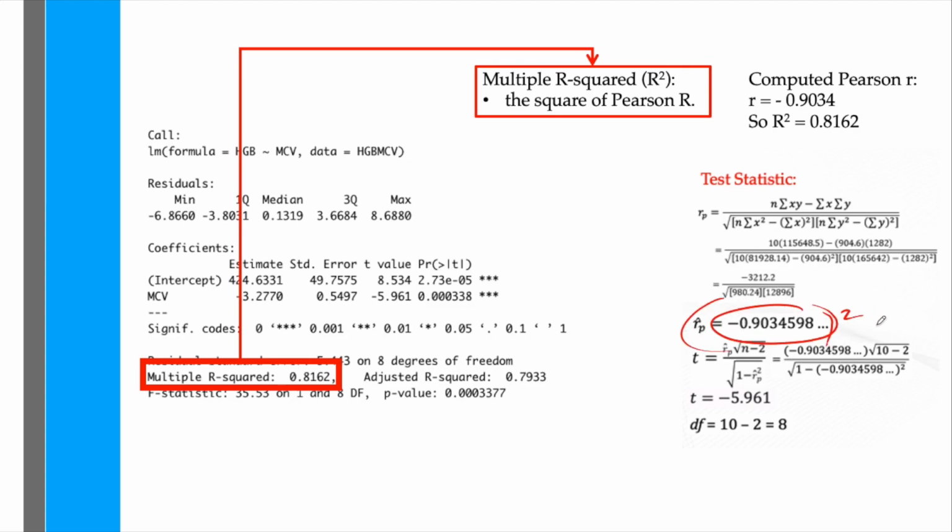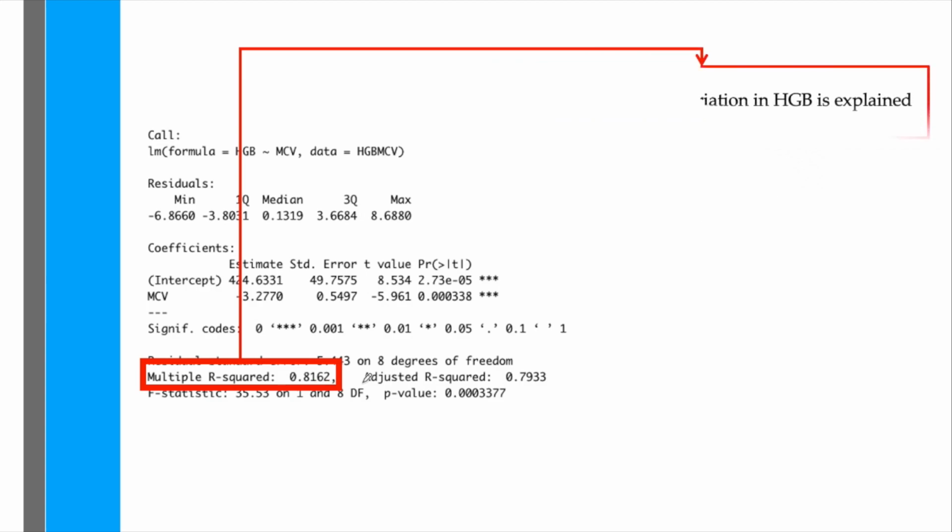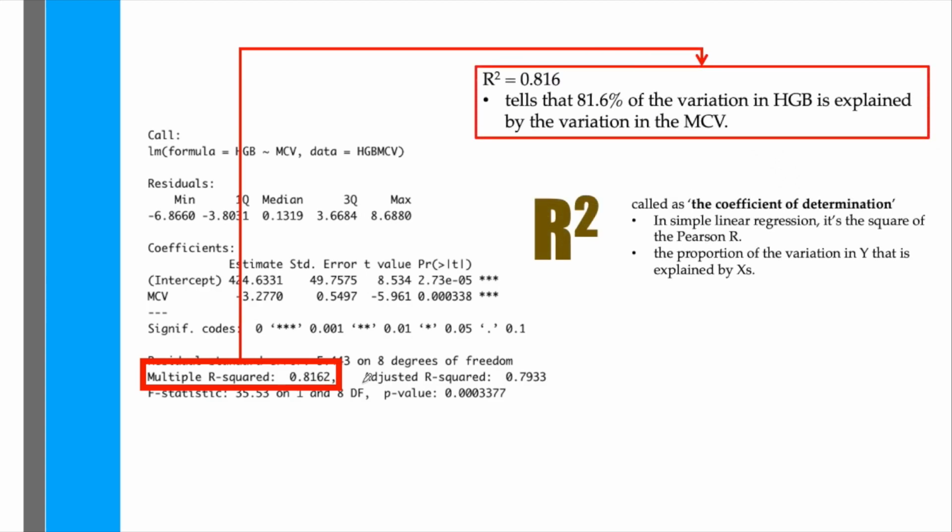Now squaring that value, we have 0.8162, which is this value. Now let's recall that r, which is the Pearson r, tells you the magnitude and the direction of the relationship of x and y. Now, r squared, on the other hand, is what we call the coefficient of determination. In simple linear regression, or a univariate linear regression, it is the square of the Pearson r. So again, the square of the Pearson r here is 0.8162, which tells us that it's the proportion of the variation in y that is explained by x.